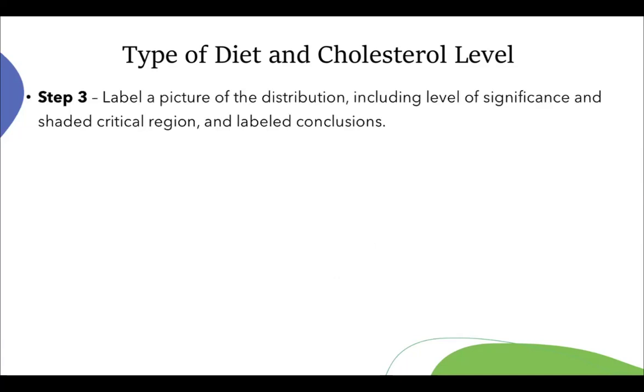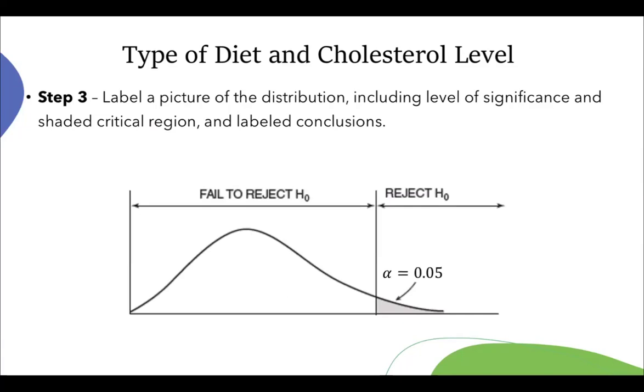Okay, the picture of the distribution indicating the level of significance, the shaded critical region, and labeled conclusions. Let's always make a test on the right-hand side for the chi-square distribution. You could make it skewed right. The critical region is up here. The reject region is in the critical region, and the fail to reject region is everything else.